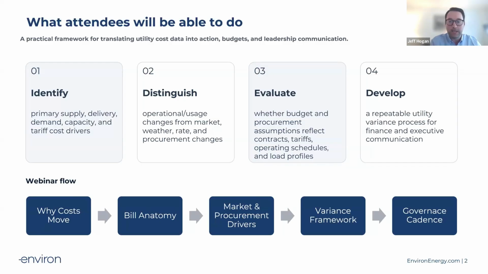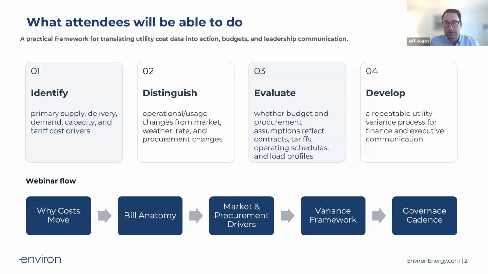Second, we want to be able to distinguish between cost changes caused by operations and usage, and cost changes caused by market, weather, tariffs, the utility rates, or procurement decisions. We find that distinction to be one of the most important ideas throughout this presentation. The facilities teams should not be blamed for a tariff change, and the market should not be blamed for an unmanaged operational peak.